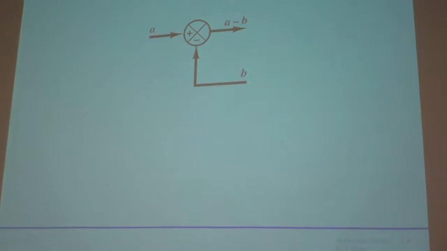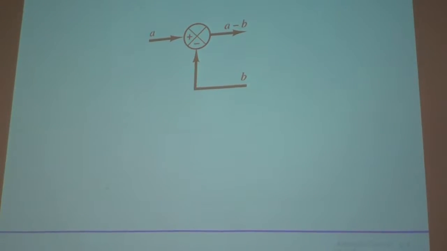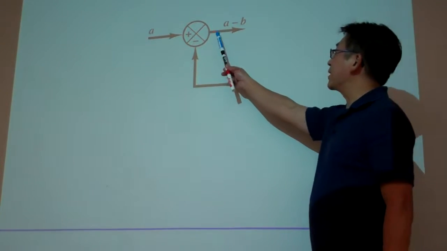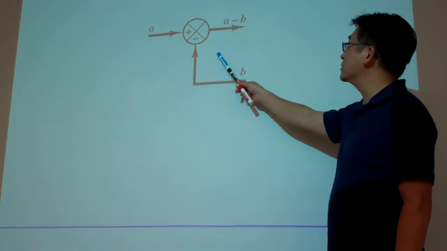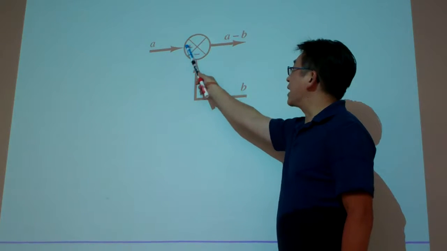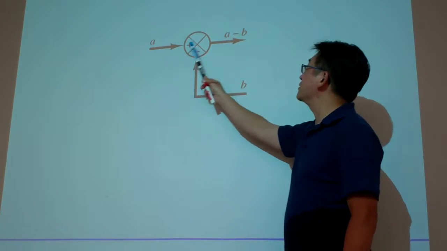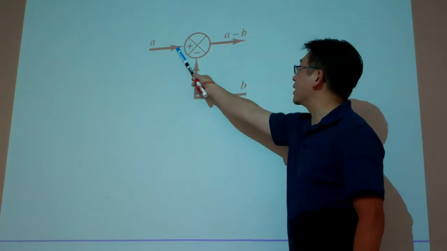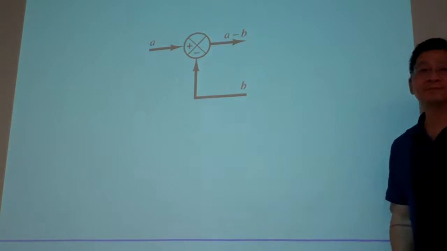Okay, so this is the first symbol I want to show you. Basically, this takes up any algebraic operation. Again, the reading is this. The output of this operation is from the input. So, for example, the output equal to A minus B. That's it. Okay.